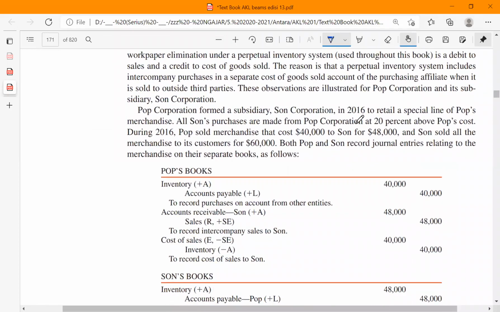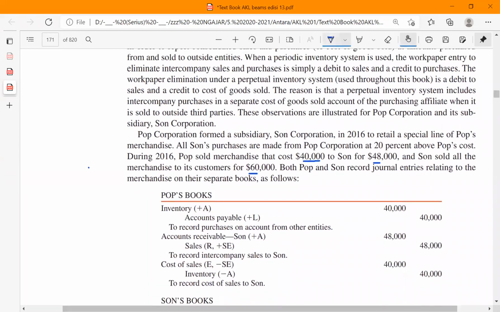As you can read in this case, Pop sold merchandise that cost 40 to Son at the price of 48. And then Son sold all the merchandise to its customer for 60. This is, of course, an intercompany inventory transaction of the downstream type. So P sold to S, and then S sold to the ending customer.